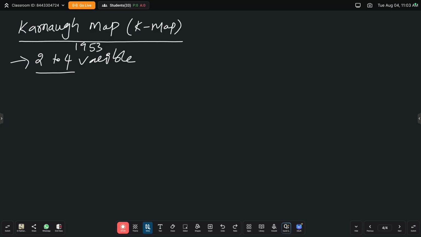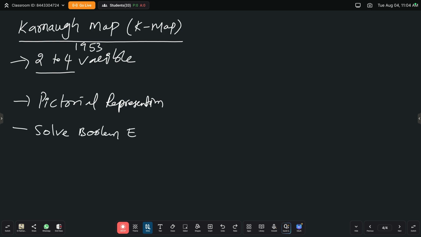K-Map is nothing but a pictorial representation to solve Boolean expressions without using Boolean laws and theorems.